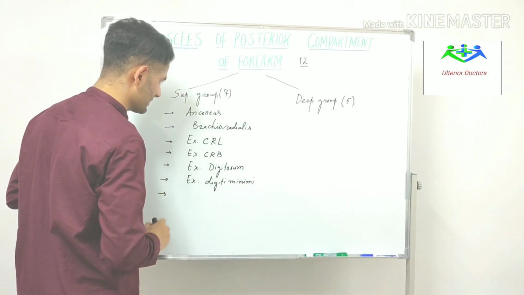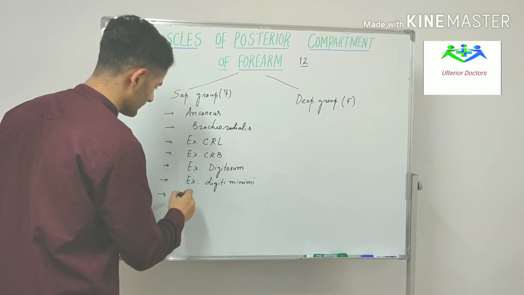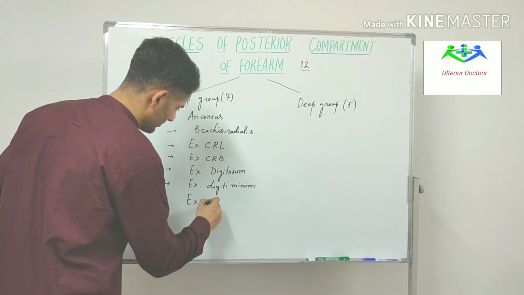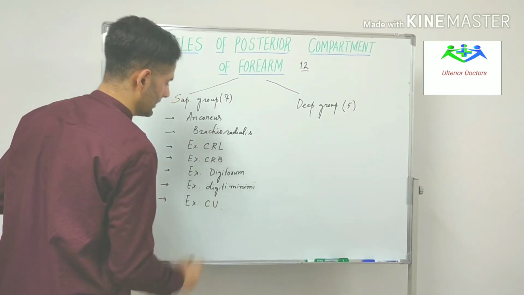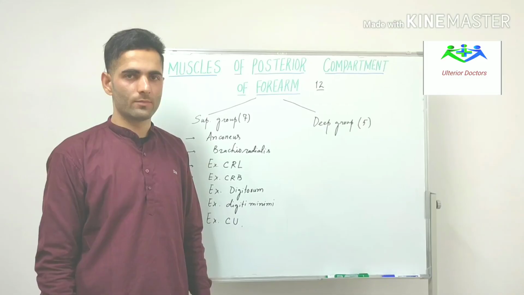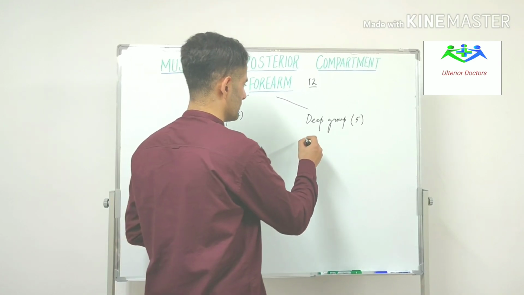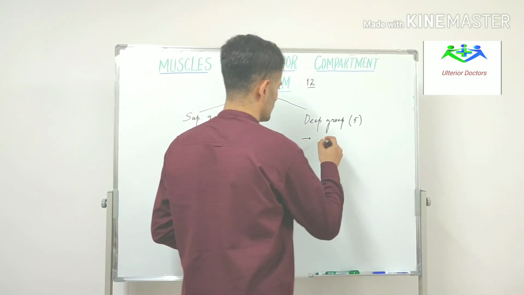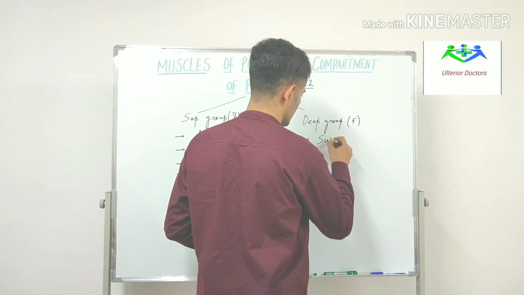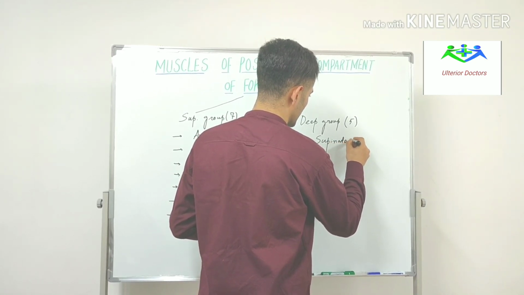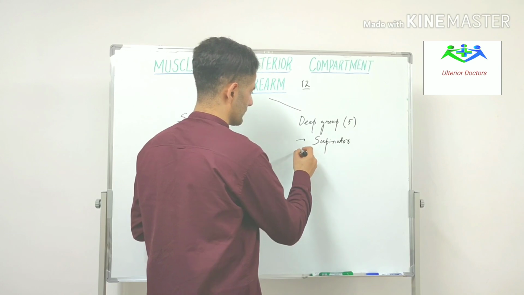And the last muscle in the superficial group is extensor carpi ulnaris. Let's come to the deep group muscles. The first muscle in the deep group is supinator. This muscle is also a small muscle.